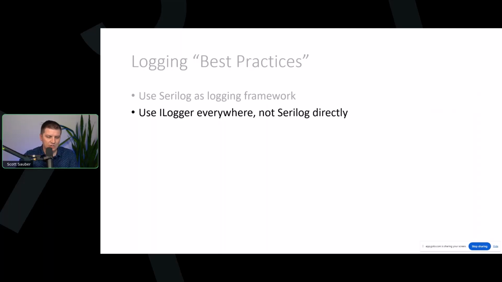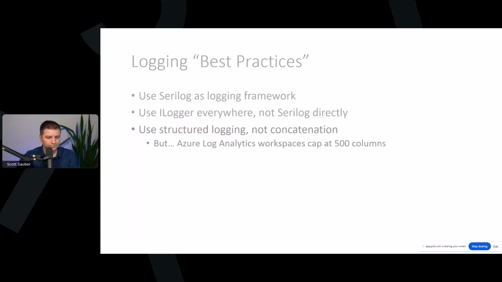And so instead you should use the ILogger abstraction that's built into ASP.NET Core. Well, technically it's even outside of ASP.NET Core. It's just built into the logging package. And so that way you're not tied to Serilog directly. So if you do want to switch from Serilog to NLog or whatever, usually it's just a handful of lines of configuration. But you should use structured logging, not concatenation.